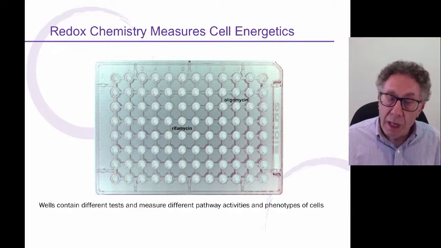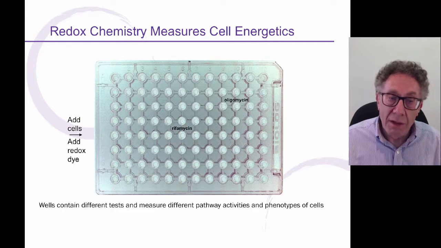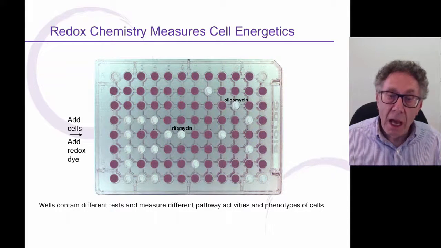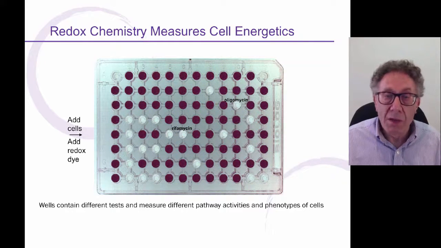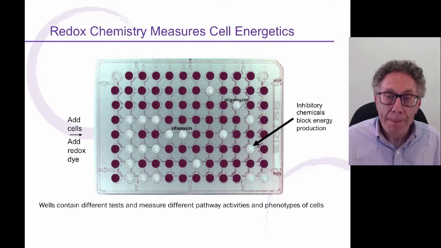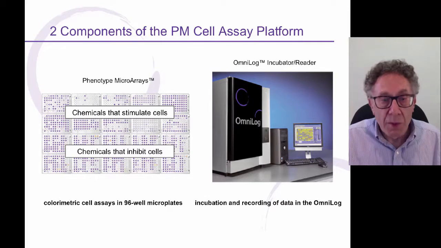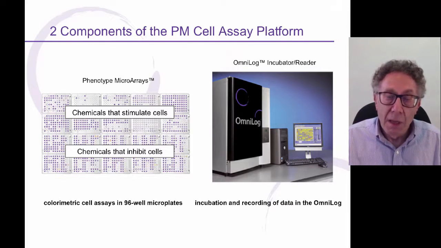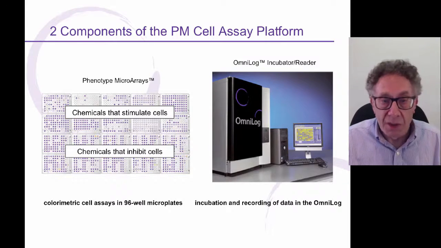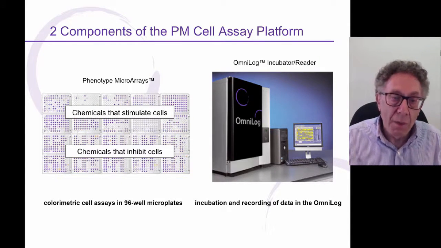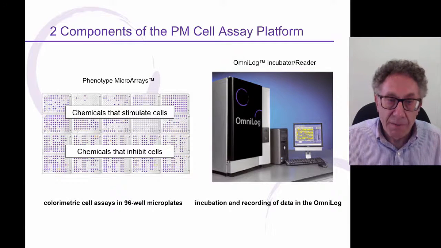And now we run these assays the same way with the same redox dye. We add the cells and dye again, and now instead of looking for wells where we see stimulation of purple color, we're looking for wells where we see inhibition of purple color. So the basis of these hundreds or thousands of measurements is a simple redox dye chemistry measuring the energy output of cells. These are pre-dispensed and dried into different microtiter plates. So we have plates with chemicals that stimulate energy production by cells and chemicals that inhibit energy production by cells.